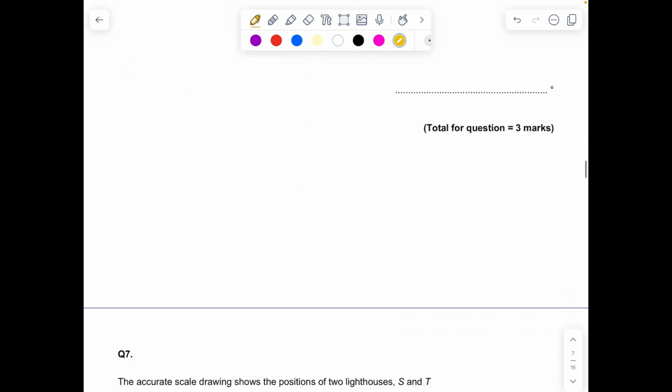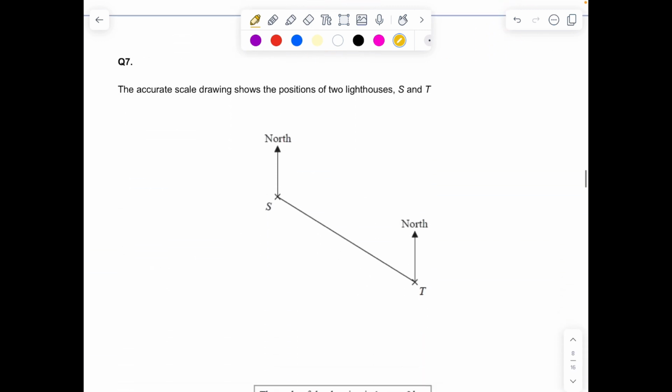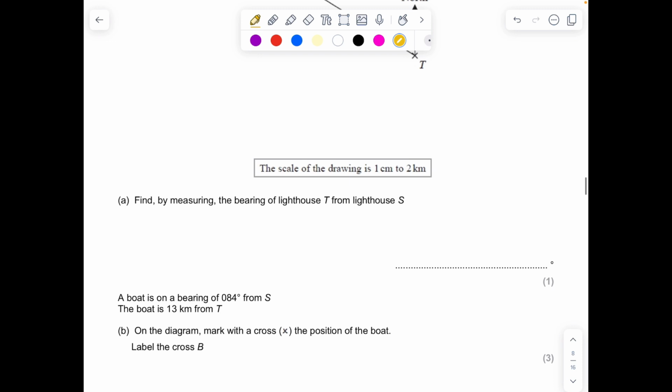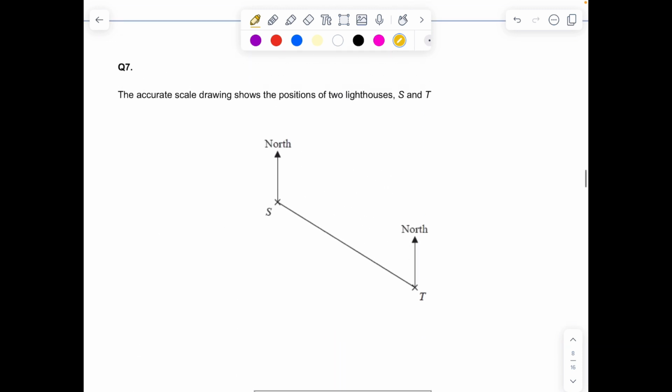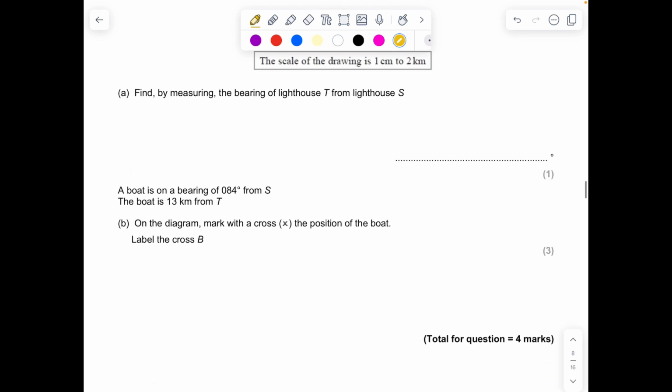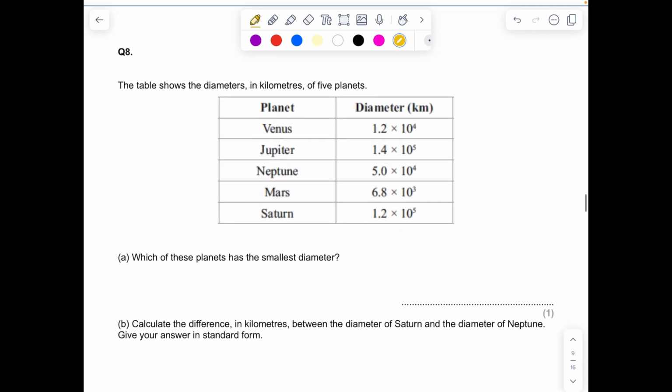Right, so moving on. Question 7, I'm going to do a separate video showing you how to do that, simply because I need to use a compass, a protractor, etc. in order to show you that. So I'll leave that for now and show you on a separate video.